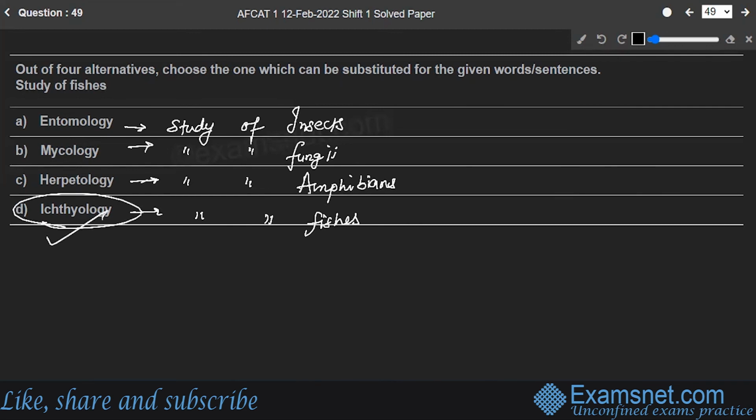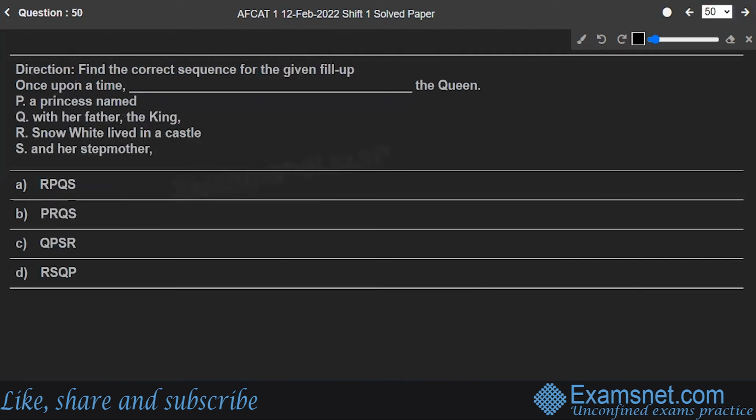So this is your correct option. That is option D is your correct answer. Let's move to the next question. Question number 50. So here the direction is given. You have to find the correct sequence for the given fill up. Once upon a time, dash the queen. A princess named the queen with her father, the king, the queen. Snow White lived in a castle, the queen, and her stepmother, the queen.